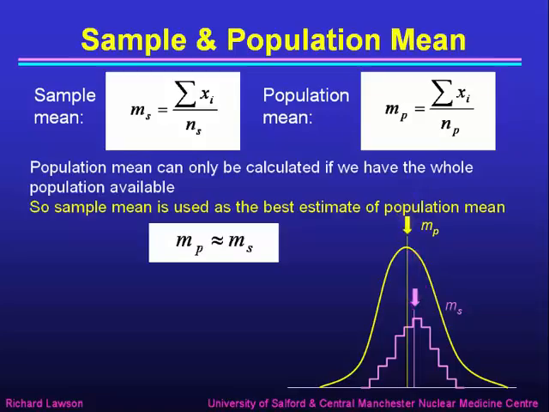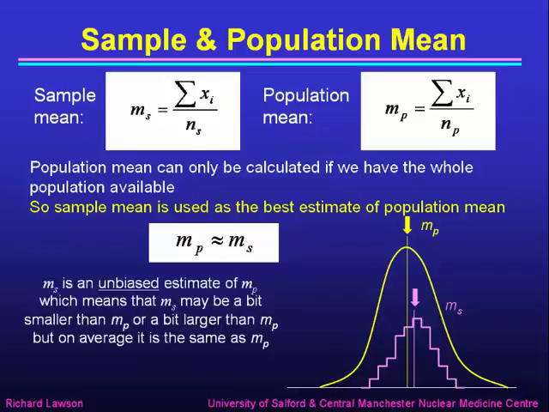So the problem is that the population mean can only be calculated if we've got the whole population available, and very often that just isn't possible. So if we've only got the sample available, we have to use the sample mean as our best estimate of the population mean. In other words, we can say that MP, the population mean, is approximately equal to MS, the sample mean. We can measure the sample mean. We can't measure the population mean because we don't have the population, but we use our sample mean as our best estimate of it.